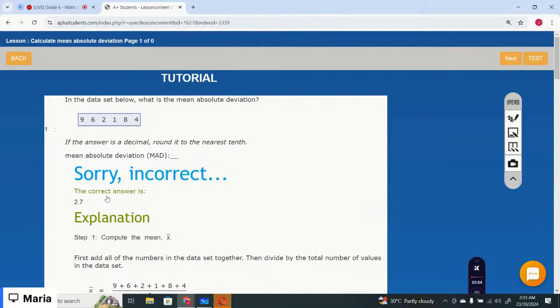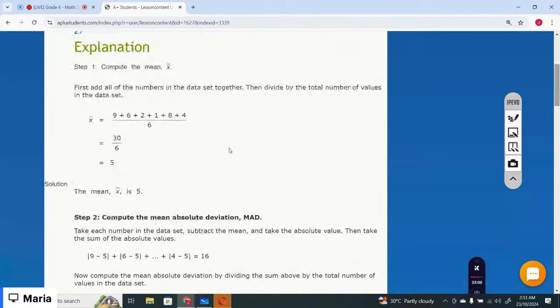In the dataset below, what is the mean absolute deviation? How do we calculate the mean absolute deviation? The first thing you need to calculate is the mean, right? Mean means you need to add them and divide by the number of values given. For example, the one with 6 values, just add them: 9 plus 6 plus 2 plus 1 plus 8 plus 4 divided by 6. That is the mean. The mean is 5.